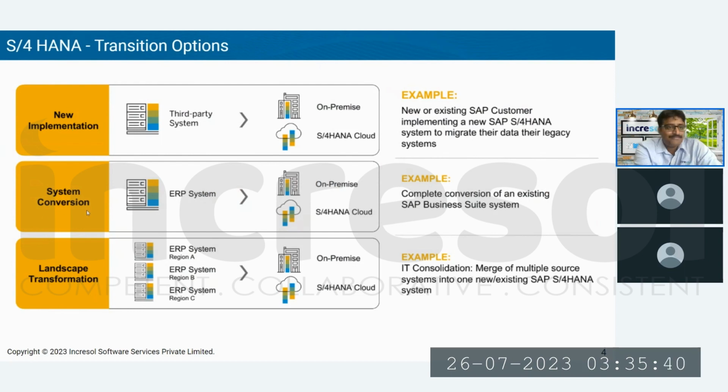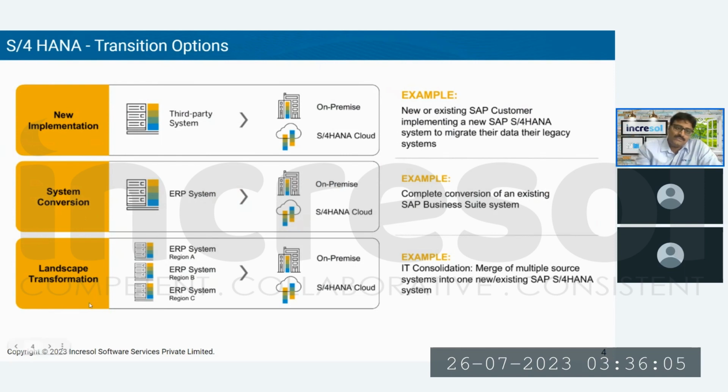The second option available is a system conversion, that is called a brownfield. The first one is called a greenfield, and the second one is a brownfield. Brownfield is nothing but you are already an SAP customer. You are using SAP ECC for years, maybe for the last 5, 10, 15, or 20 years. Where you want to carry your whole system to the new S4HANA, with the data and all, then system conversion is the best option.